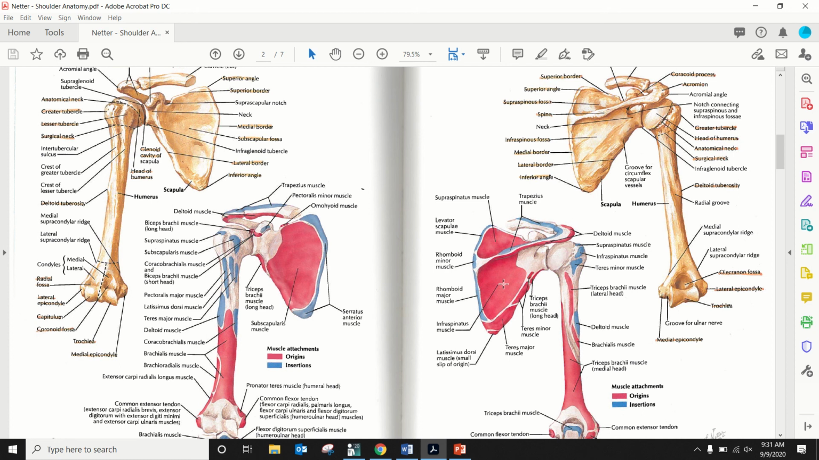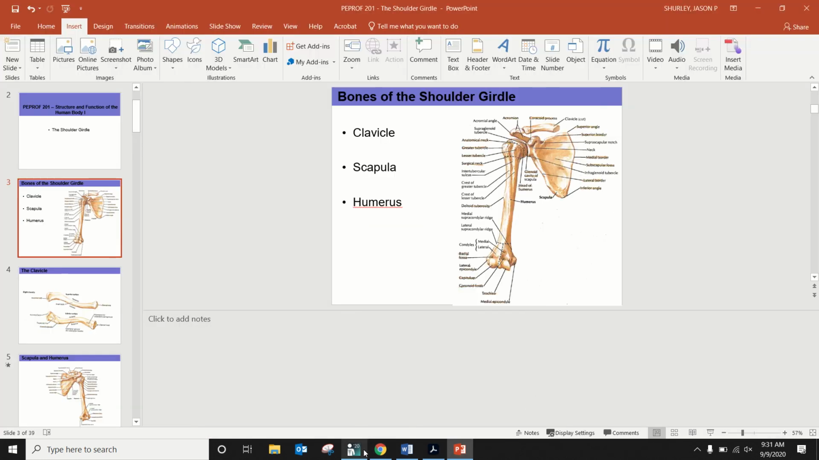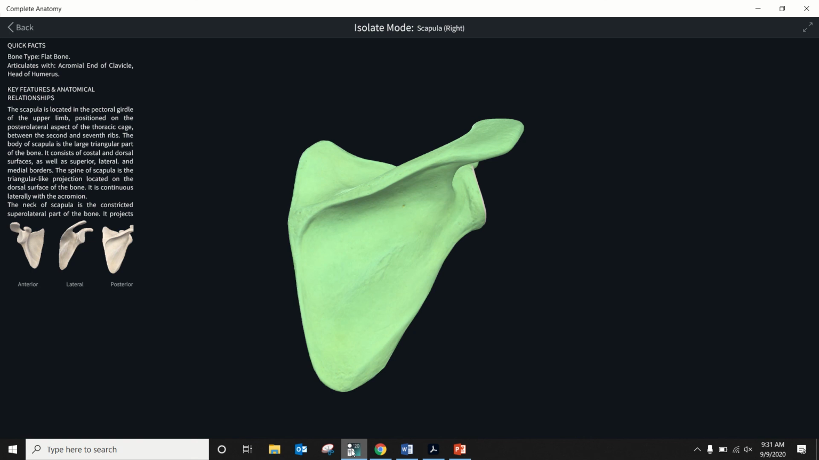Infraspinatus. So infraspinatus is the last of our rotator cuff muscles, the only one we haven't talked about yet. It's an important external or lateral rotator. Second most commonly injured of the rotator cuff muscles. All right, so that's the infraspinatus fossa.